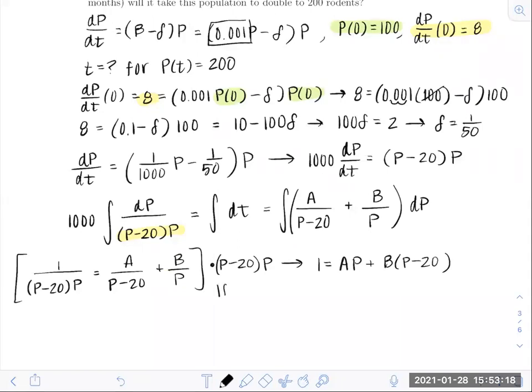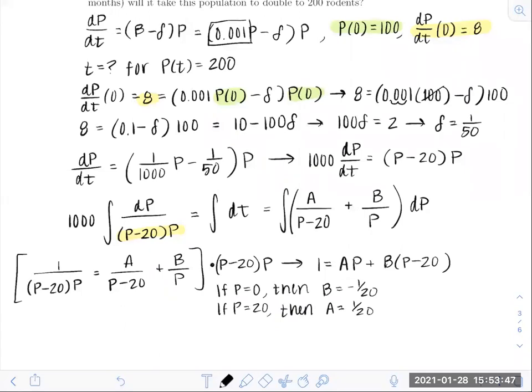So for example, if I let p equal 0, then my a term drops out and I get 1 equals b times negative 20. So b equals negative 1/20th. And similarly, if p equals 20, that will allow my b term to drop out. So I get 1 equals a times 20, or a equals 1/20th.